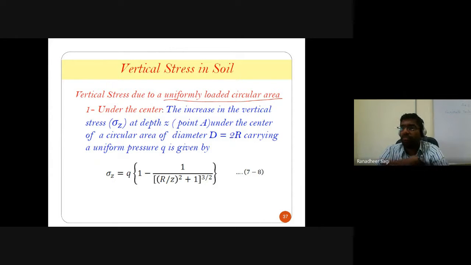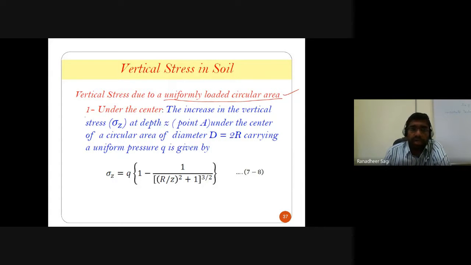So it could be a uniform pressure coming from your circular cross-sectional footing, or a uniform pressure coming from your rectangular footing, or maybe a square footing. So we are trying to take up the case here. The type of loading we are looking at is a uniform pressure acting on a circular cross-sectional area. That uniform pressure that we are representing on the ground surface is a uniformly loaded circular area.